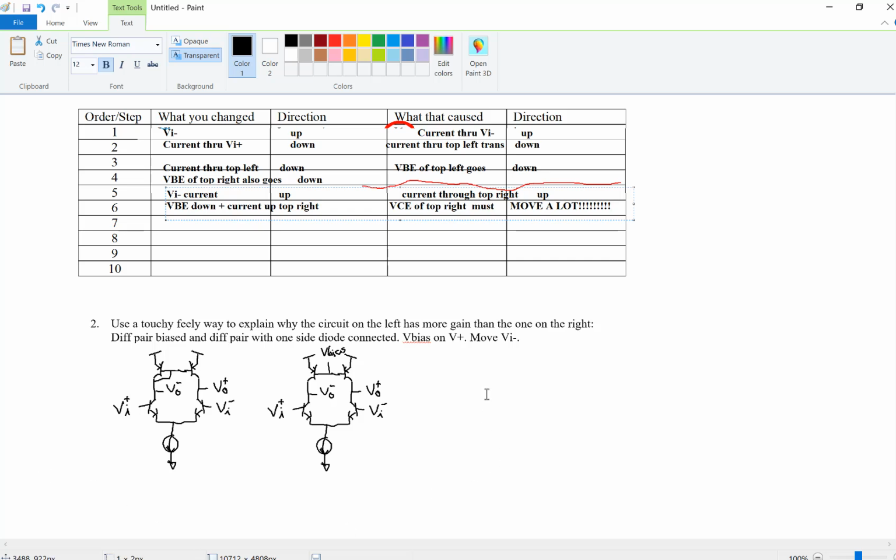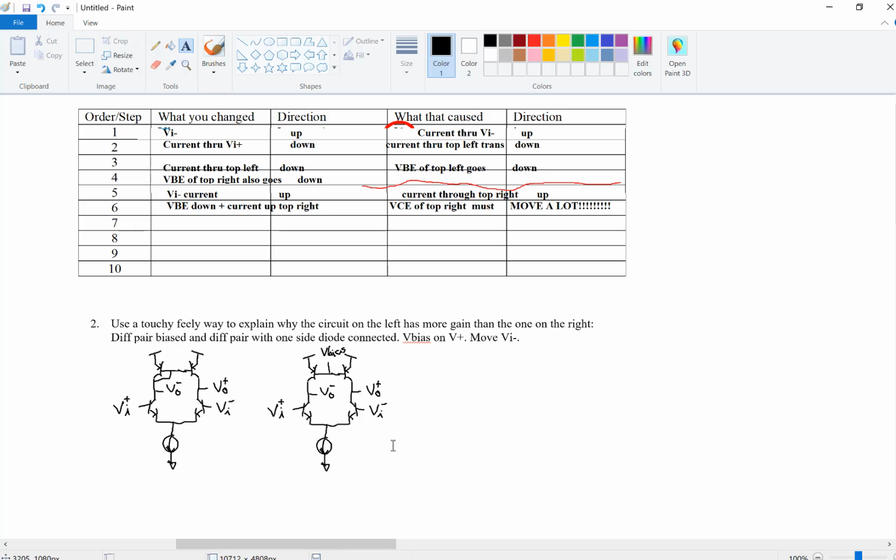Okay. So let's look at this second diff pair. Notice that this isn't diode connected. The top left of the second diff pair is not diode connected. It's getting its voltage from V bias. So even when the currents change, the VBEs don't change. On the left, when the current changed, the VBE changed in the opposite direction that the current changed. So the VBE got smaller when the current increased, but the VBE would have gotten bigger if the current decreased. So either way, this top right transistor has to make its VCE change more because of the change in VBE. But over here, since you're just sending a bias to the top right transistor's base, the VBE stays constant and VCE just changes its normal amount. And that's why the amplifier on the left has better gain than the amplifier on the right.